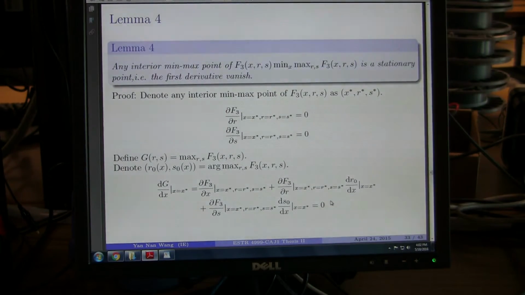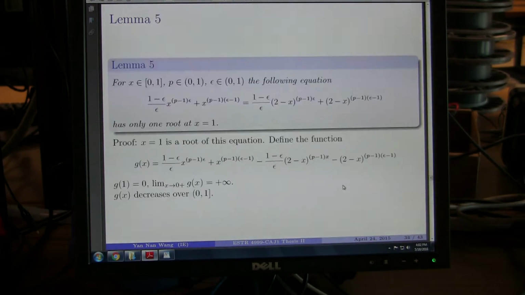This is the proof for lemma 4. Again, it's done by taking chain rules. And this is the proof for lemma 5. This one is also very simple. We just prove it by taking derivatives over x.